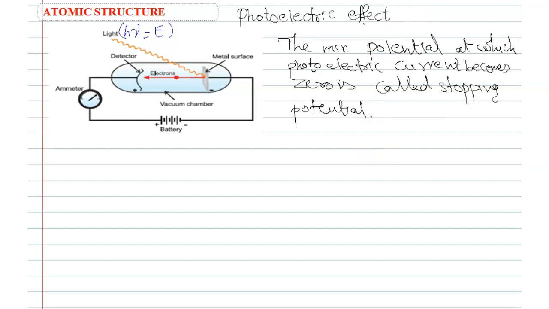Its symbol is eV naught. Stopping potential symbol is eV naught. So eV naught, e means charge, V means voltage. So eV naught equal to h into nu minus nu naught. e means electron charge, V naught potential. Is it okay, students? Based on this minimum potential, you can find out these values also.